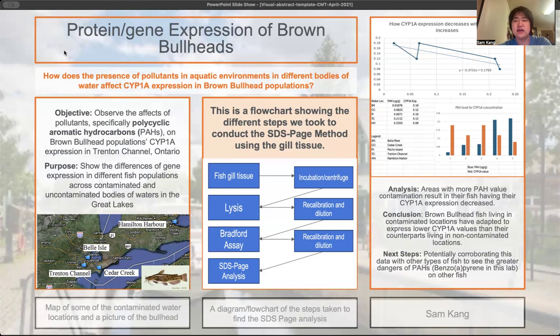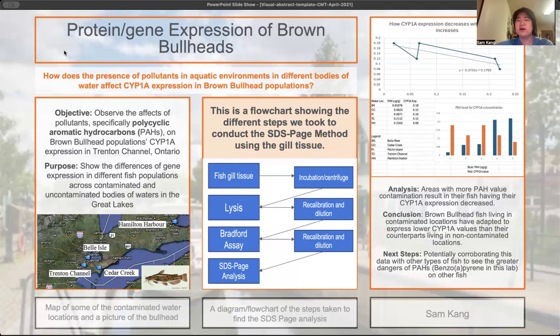On the most right-hand side, we see sample number 4 and 5, 4 being Trenton Channel, where my sample was from. Trenton Channel, being an extremely polluted environment, has a really high blue bar, which shows that it has a lot of PAH contamination. Comparatively, it has a much lower red bar compared to Bell River sample. The analysis that we can get with this is that the areas of more PAH contamination result in their fish having their CYP1A gene expression decreased. Further conclusions can be drawn that brown bullhead fish living in these contaminated locations have lower CYP1A values than their counterparts which live in these non-contaminated locations, for example, Bell River.